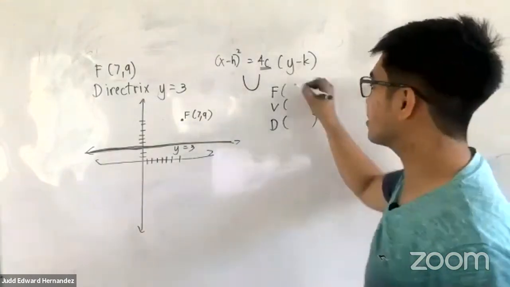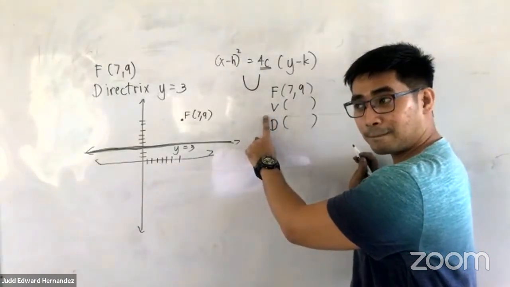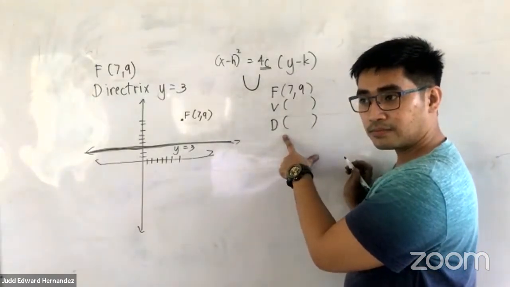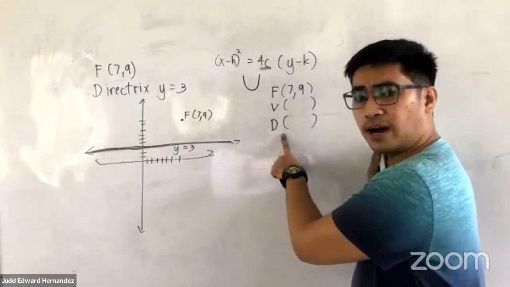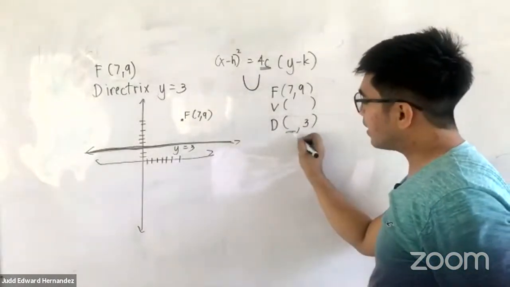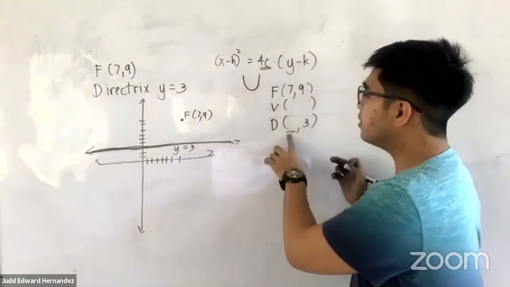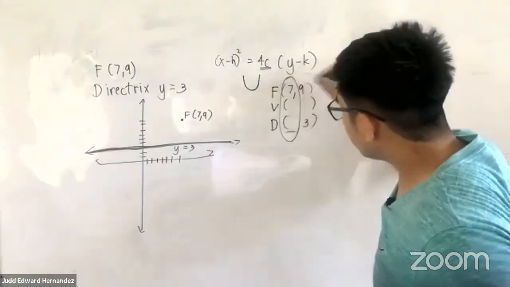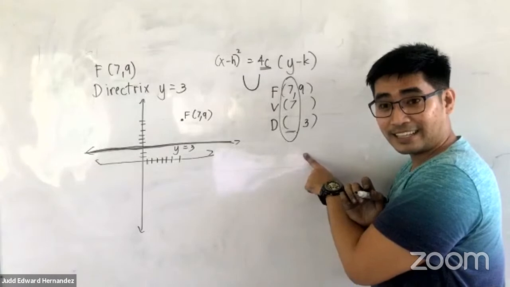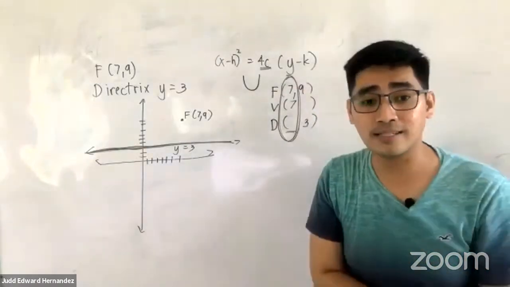Isulat mo. Saan yung coordinate ni focus? 7 and 9. Hindi pa natin alam kung nasaan si vertex, pero alam natin kung nasaan si directrix: 3, kay Y. Ilagay mo dito 3. Saan walang value si directrix? Kay X. Tatandaan mo, kung saan yung walang value ni directrix, yun yung magkakamukhang value nila. Ibig sabihin, kung 7 to, 7 din dapat to.